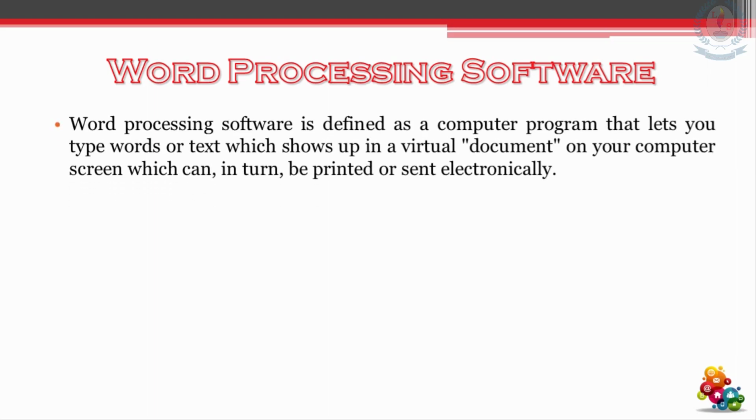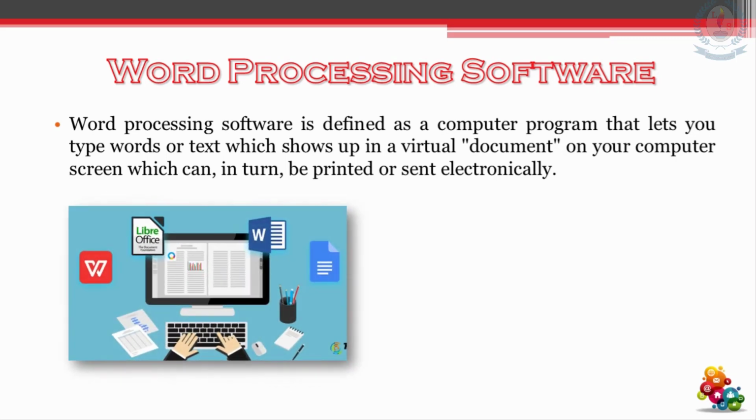So children, the next topic is word processing software. What is that? That is one type of application software. Why do we use word processing software? Word processing software is used to manipulate and format text to create memos, letters, faxes, and documents. It is used to format and beautify the text. Some examples of word processing software, as you can see in the picture, are LibreOffice, Microsoft Word, and Google Docs.